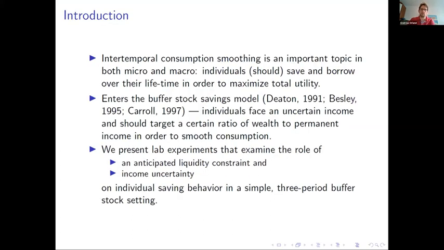And in intertemporal optimization, it's important that you save and borrow over your lifetime in order to maximize your total utility, especially if your income is uncertain. And this is exactly what the buffer stock savings model describes. Individuals face an uncertain income, and they should target a certain ratio of wealth to permanent income in order to smooth consumption and to maximize total utility.